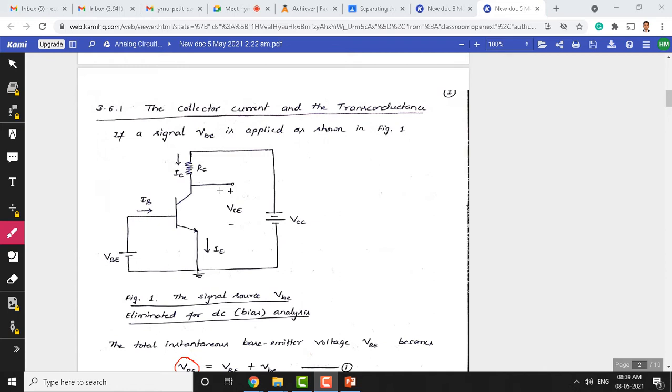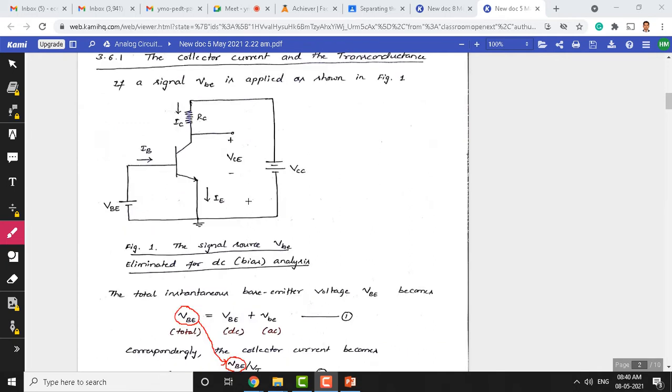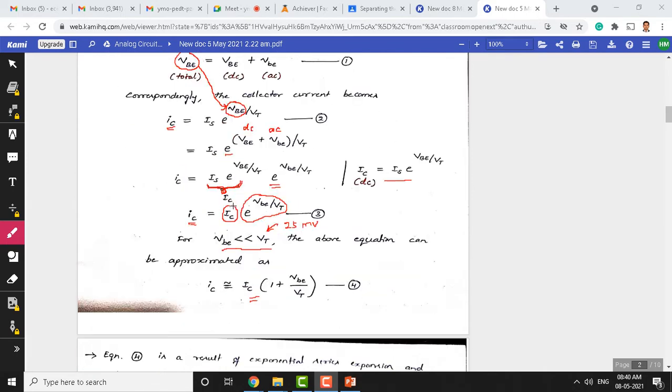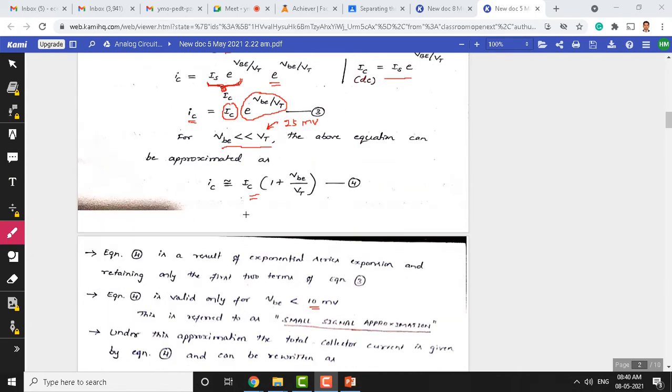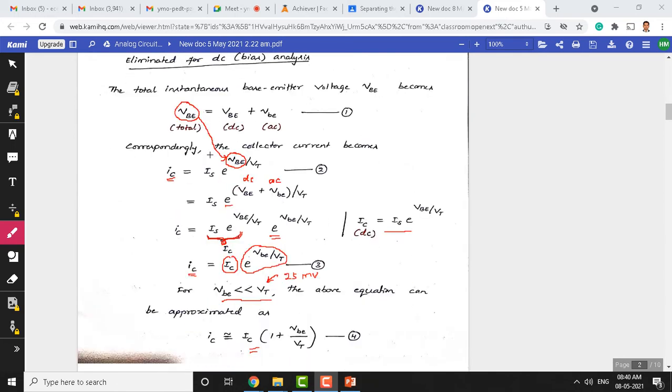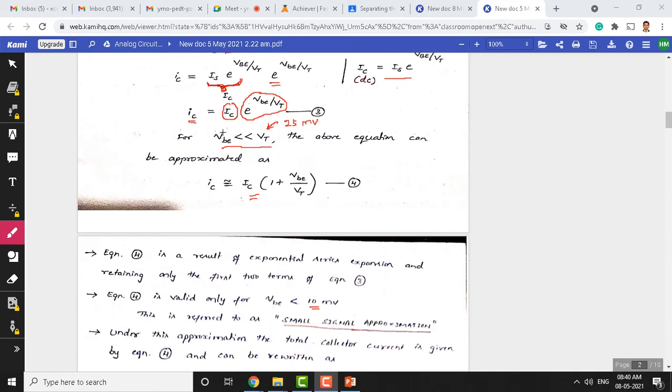So these are the topics that we covered in the last class: the collector current and the transconductance. If you can recall, we started with a circuit, which is a DC bias circuit, and later we derived expressions for both AC and DC quantities. You can see the various expressions we have derived here, and this circuit is now applicable for small signals. So the condition for small signal is this.